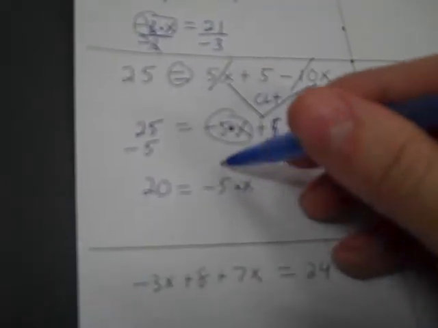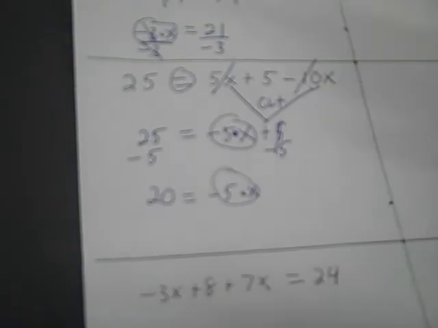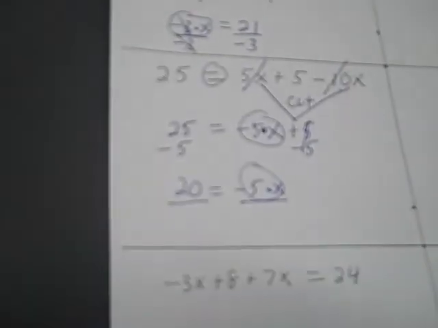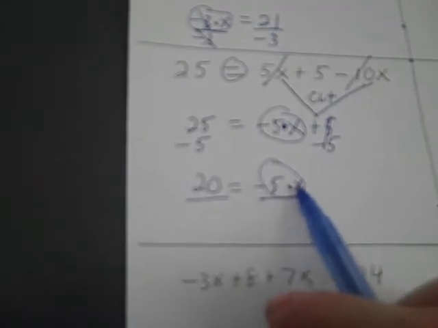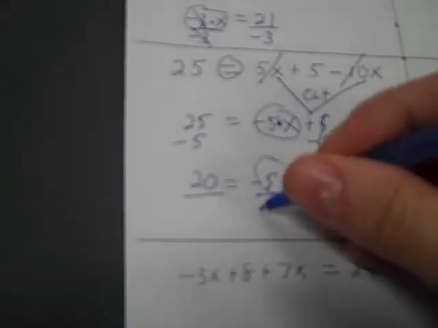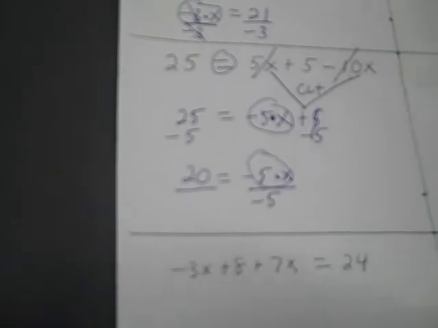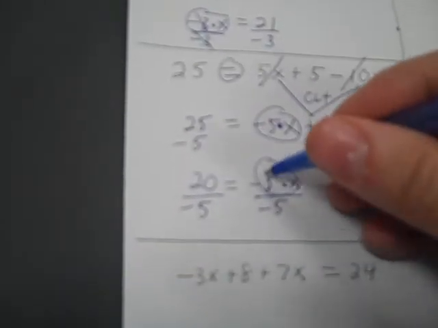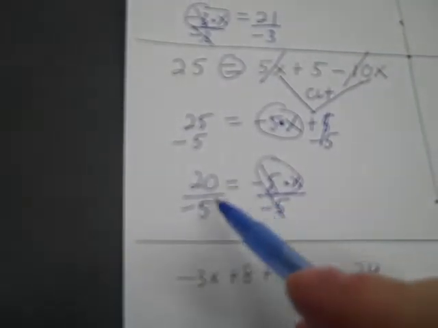Now it's time to do the opposite of multiplication. So we divide both sides by the factor that multiplies the x, which is negative 5. Not 5, negative 5. Because I have a common factor on top and bottom, we can get rid of those. So 20 divided by negative 5 is negative 4.